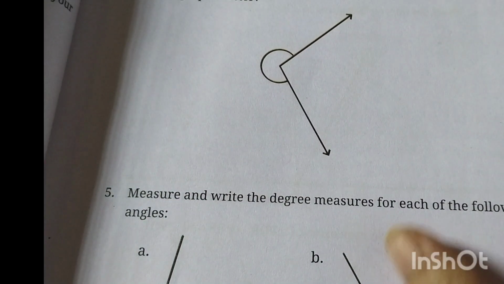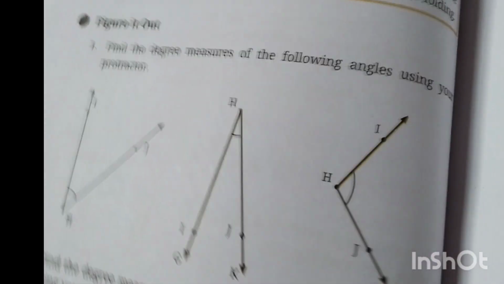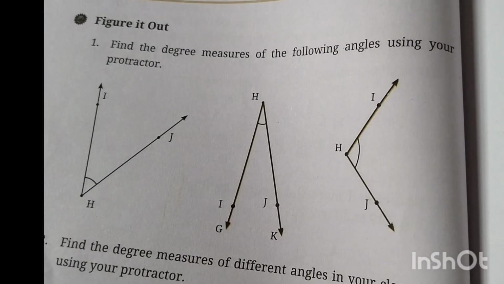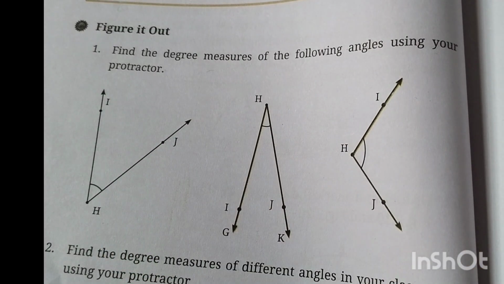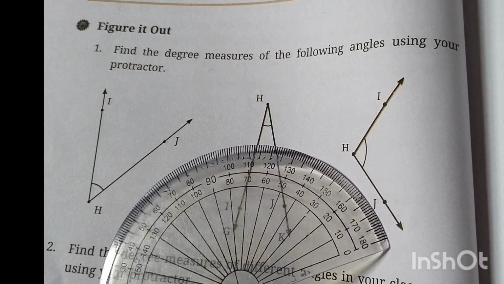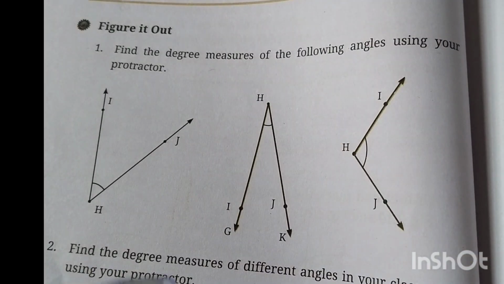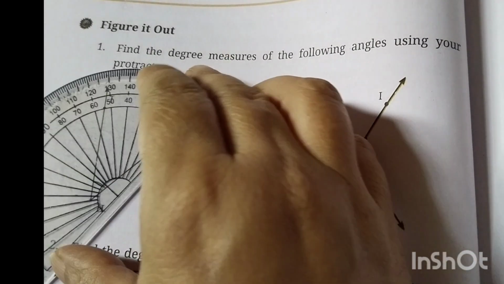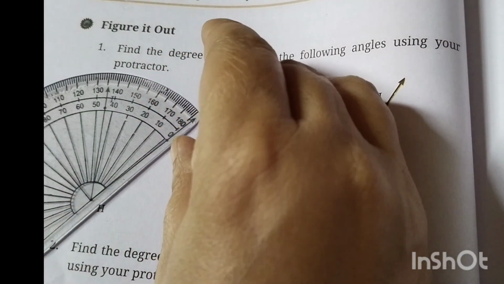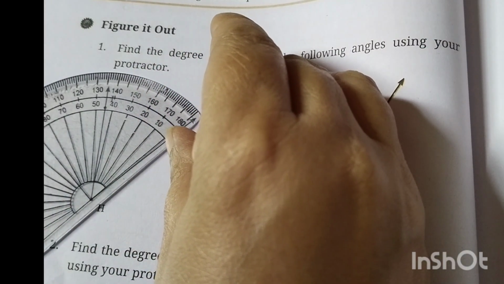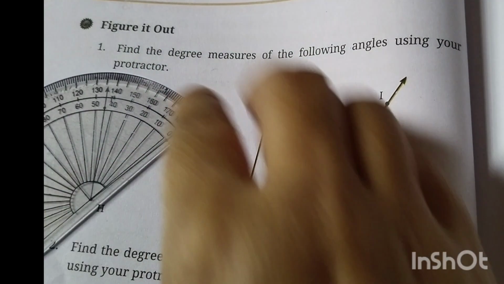Next one is figure it out. Find the degree measures of the following angles using your protractor. Put your protractor like this. Yes. The center of the protractor on the vertex and the zero line on the ray.